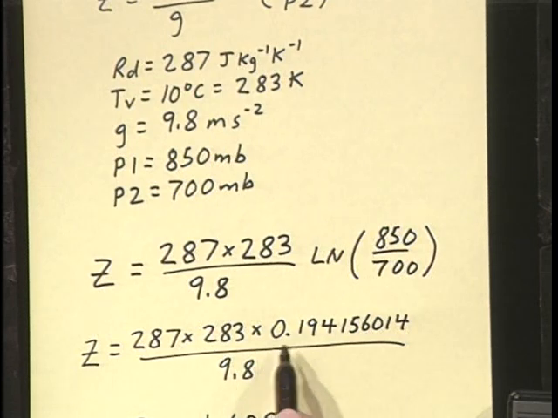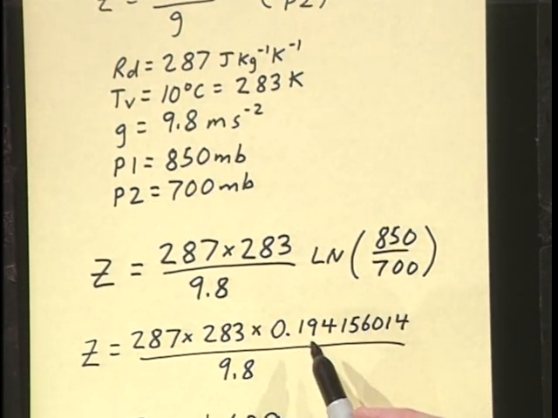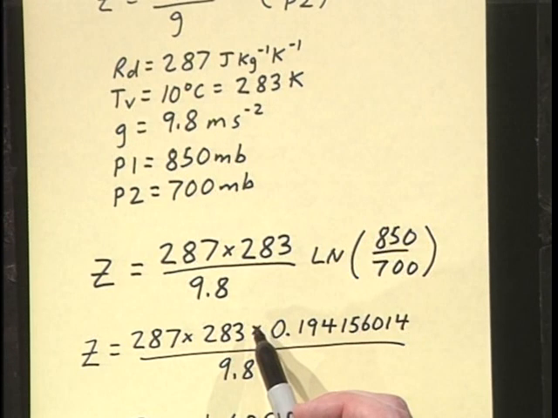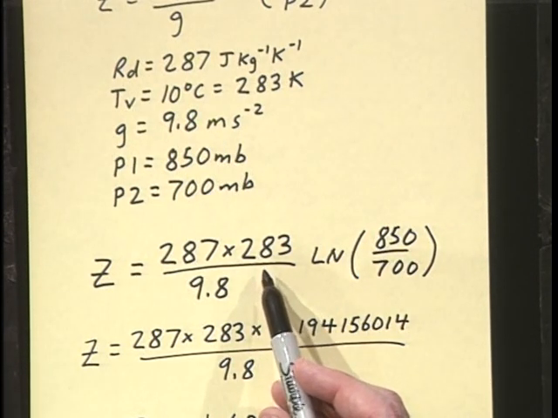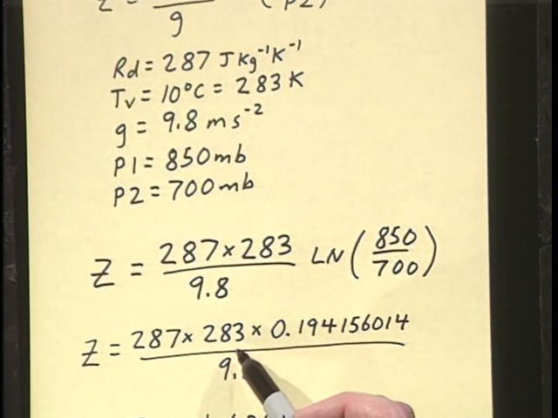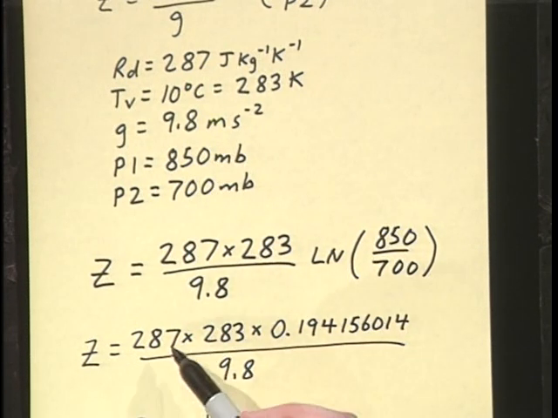0.19415. As I mentioned, write all the terms out because you don't want to do any rounding until you get to the final answer. And then we multiply that by the 283, and then multiply that by the 287, and then divide by the G value, which was 9.8.